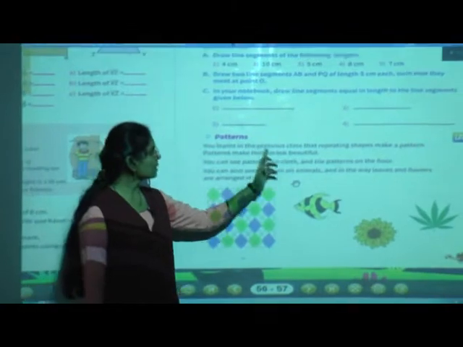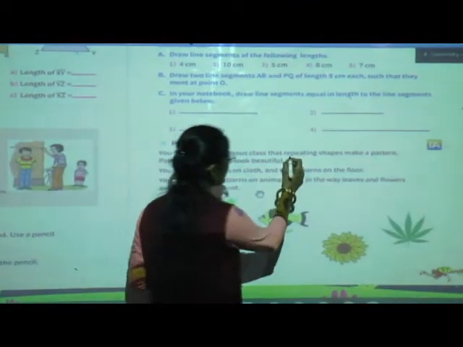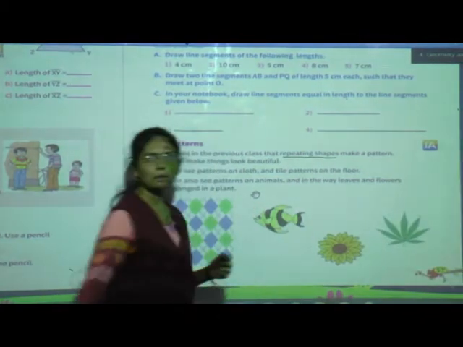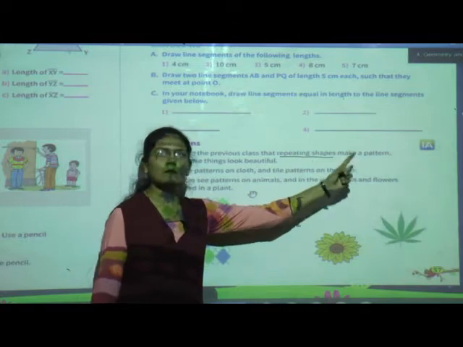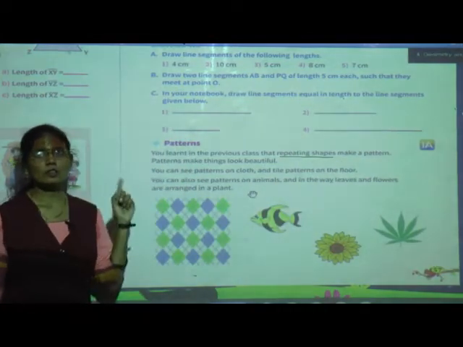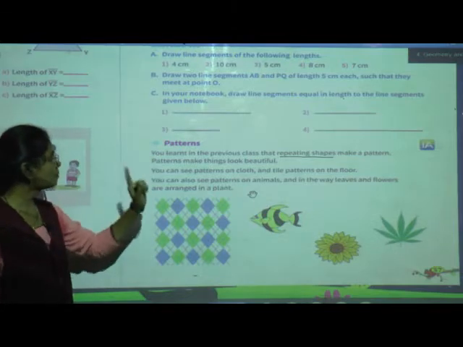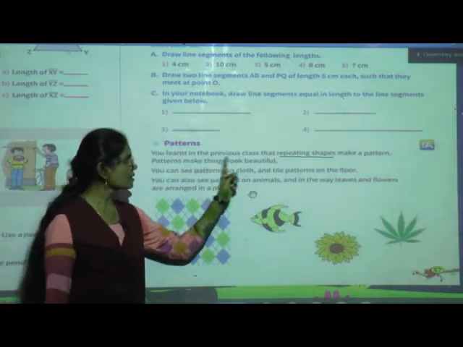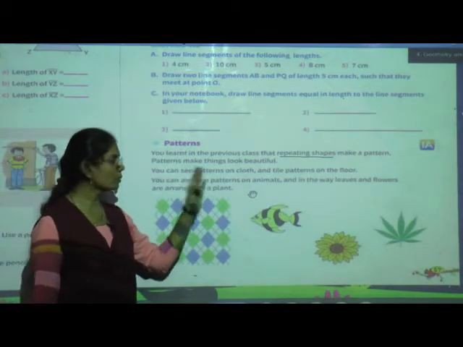You learned in the previous class that repeating shapes make a pattern. See, this word is very important in this pattern. What is meant by pattern? Repeating shapes make a pattern. There is a repetition of shapes in a specific way. It is called a pattern. Patterns make things look beautiful.